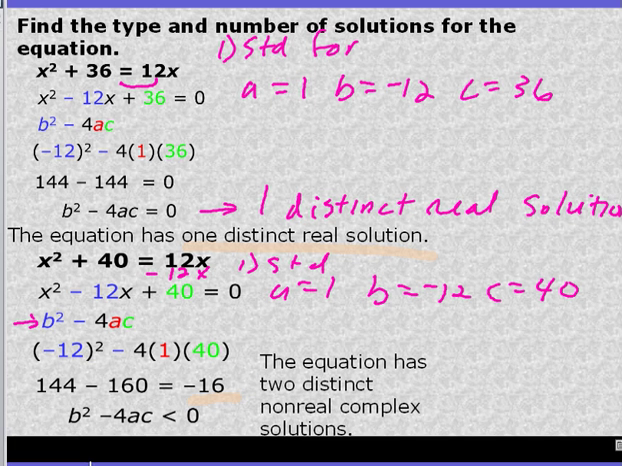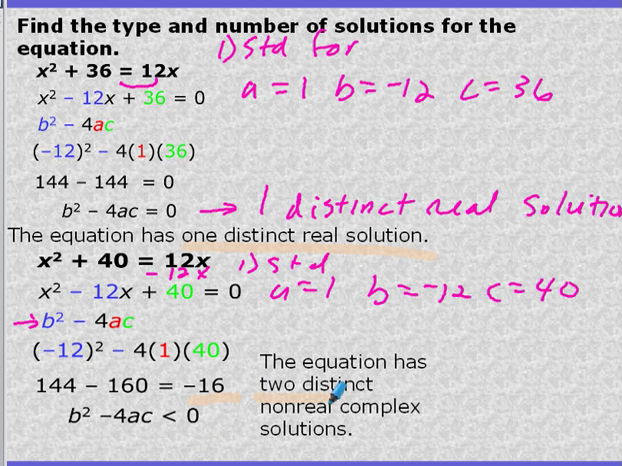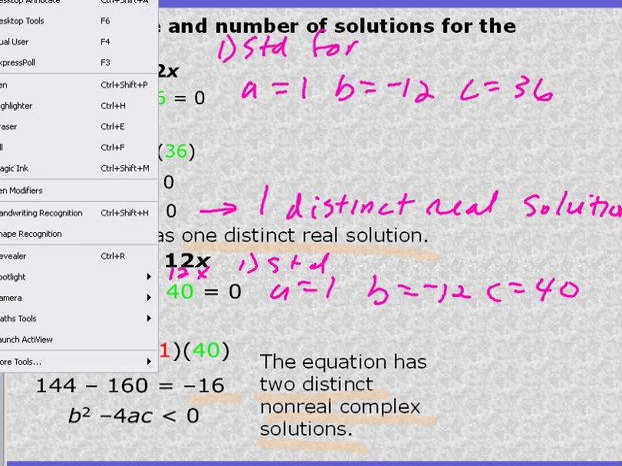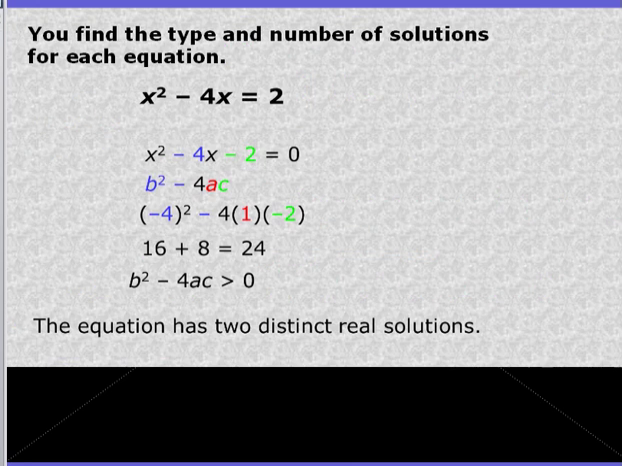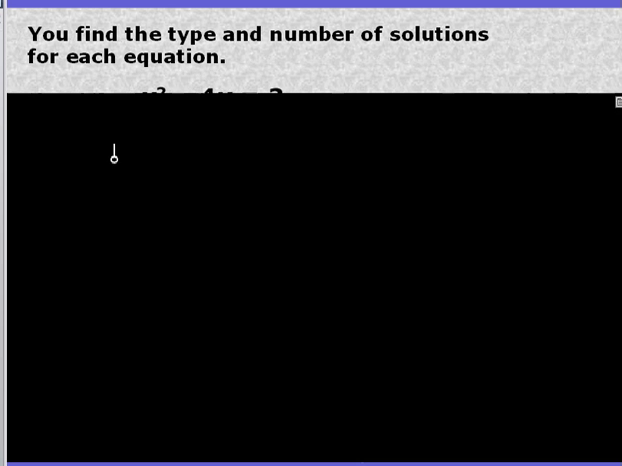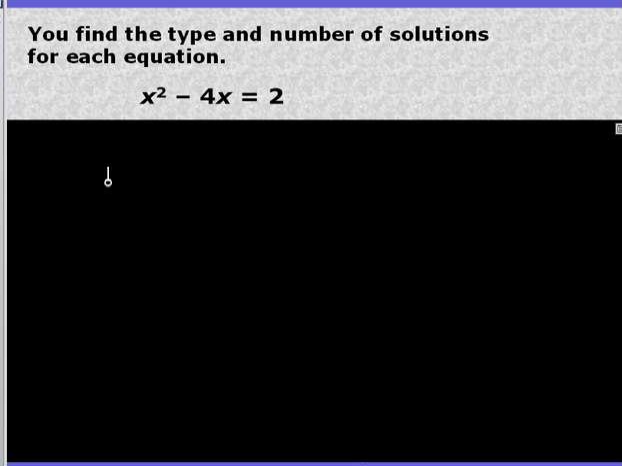Since the discriminant's less than 0, it has two distinct non-real complex solutions. I'm happy if you say two complex solutions. That's good enough for me. They say non-real because complex does include real solutions. So non-real differentiates between real complex and non-real complex, if you have that question. All right, this is one for you to try.